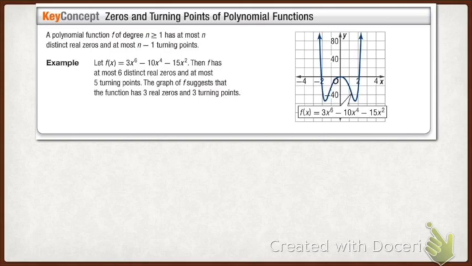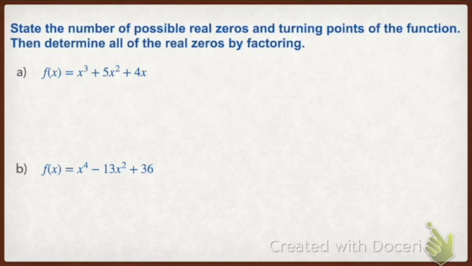When you look at the graph, you'll see it has 3 real zeros and 3 turning points. When we do these turning points and zeros, we're looking for the potential of what they have, and we'll do some solving to see what we actually really do have. So here we're just given a function that says state the number of possible real zeros and turning points of the function. And then we want to determine the real zeros we actually have by factoring. So first, just looking at it, we have a power of 3. Also, again, make sure you're always in standard form. Power of 3, which means we have 3 possible zeros.